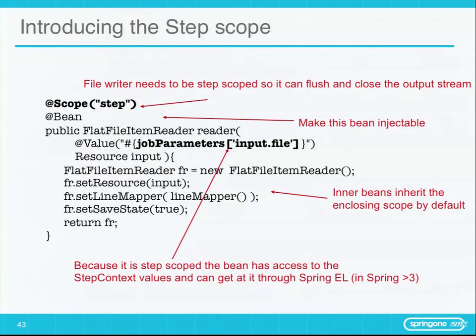You can do this all in XML. You can just say bean class FlatFileItemReader, and then you can specify the scope and so on that you need.